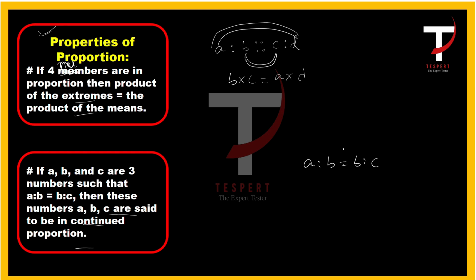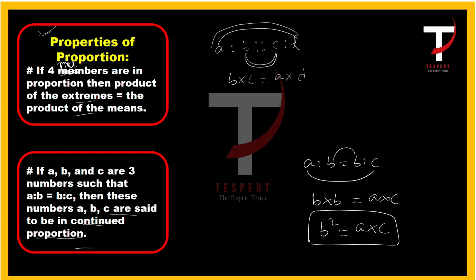So how can we further calculate this? B into B and A into C, because product of extremes is equal to product of means. Why? This is a proportion, but a continued proportion. So we can calculate as the product of means is equal to product of extremes, which gives B square is equal to AC. B square is equal to AC.